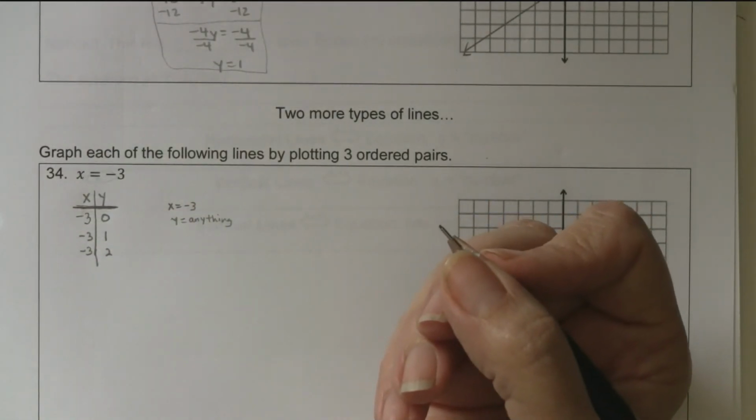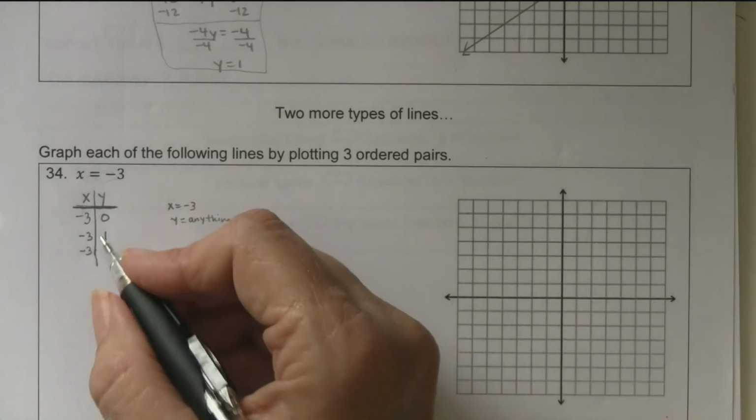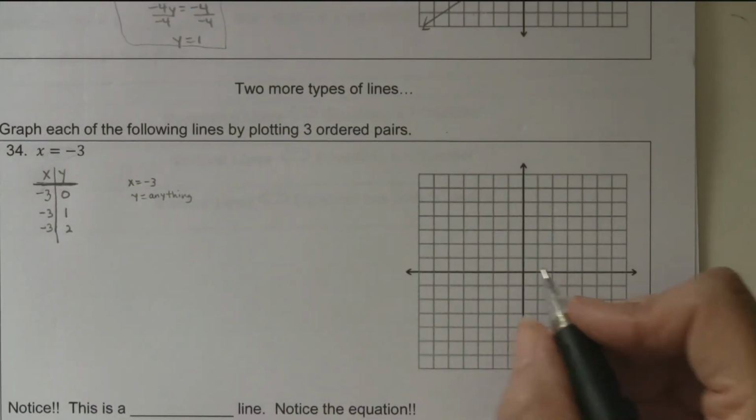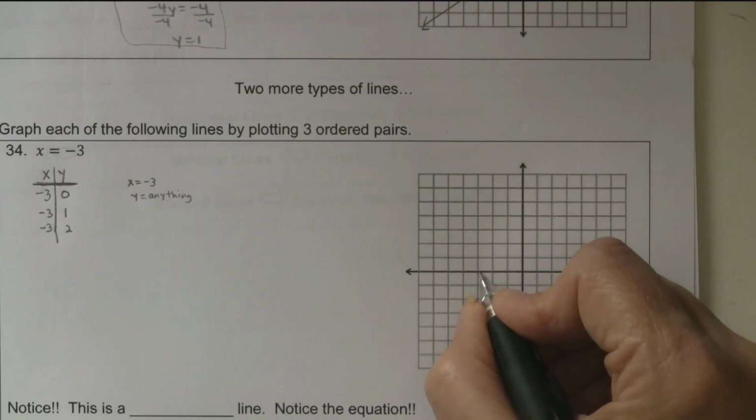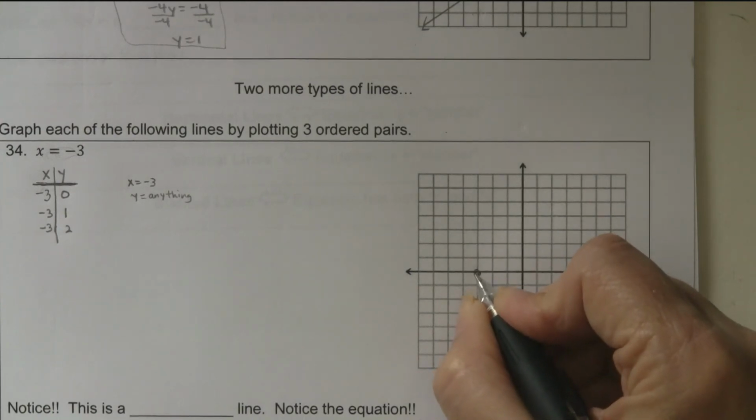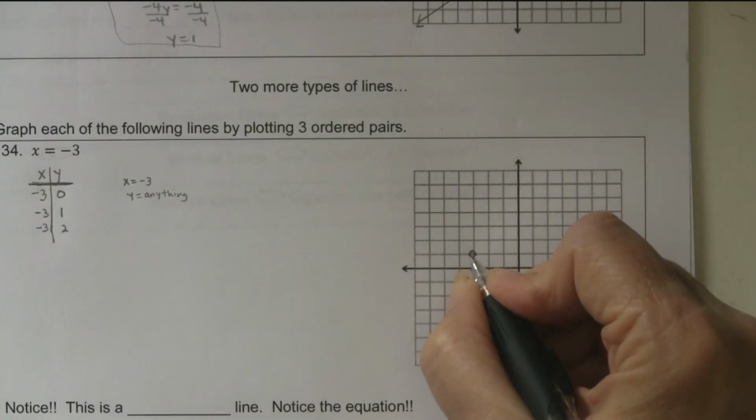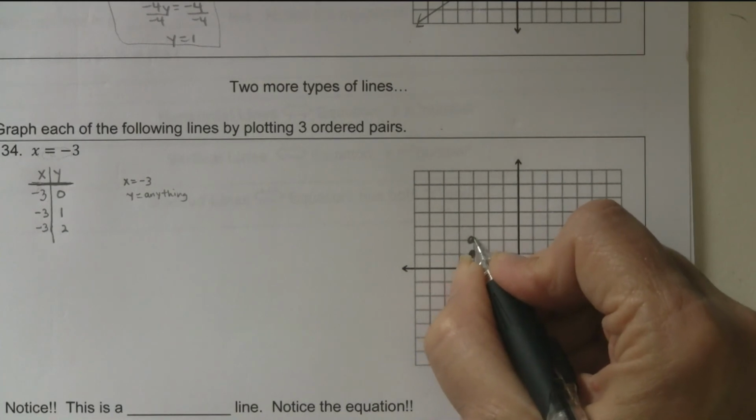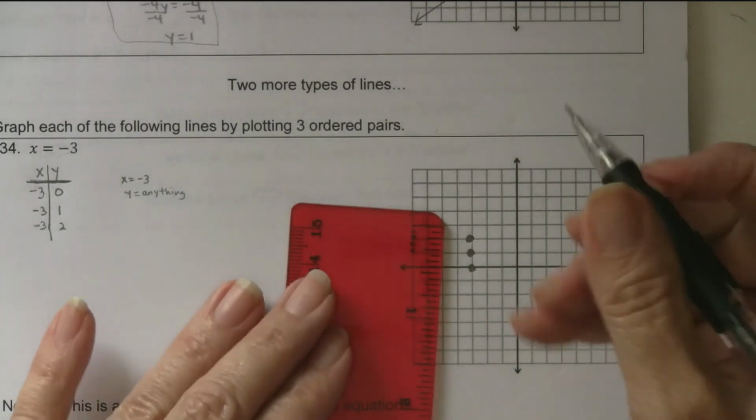So there's 3 ordered pairs, and I want you to notice that they have only the value -3 for x, and y could be anything. So you could choose those values that I've chosen or different ones. So over -3, up 0. Over -3, up 1. Over -3, up 2. And then they are collinear. They're on the same straight line.